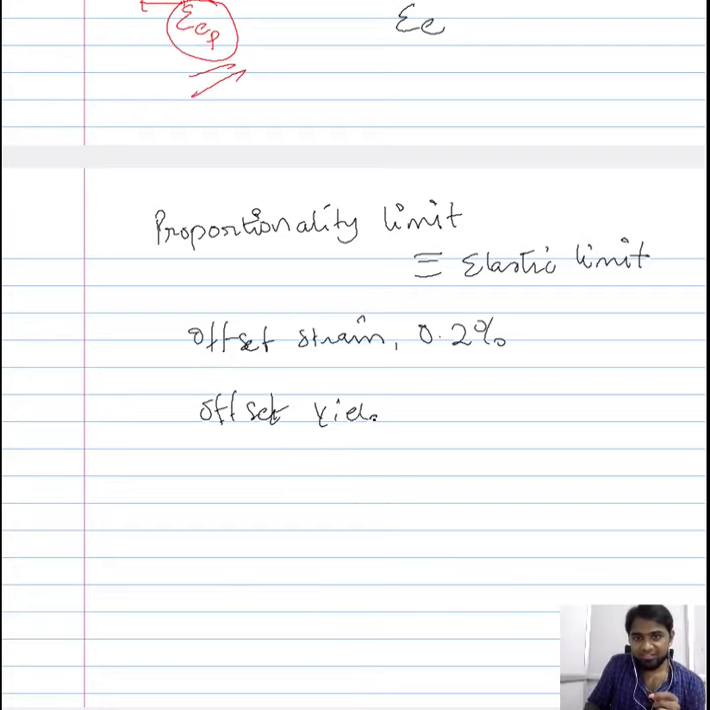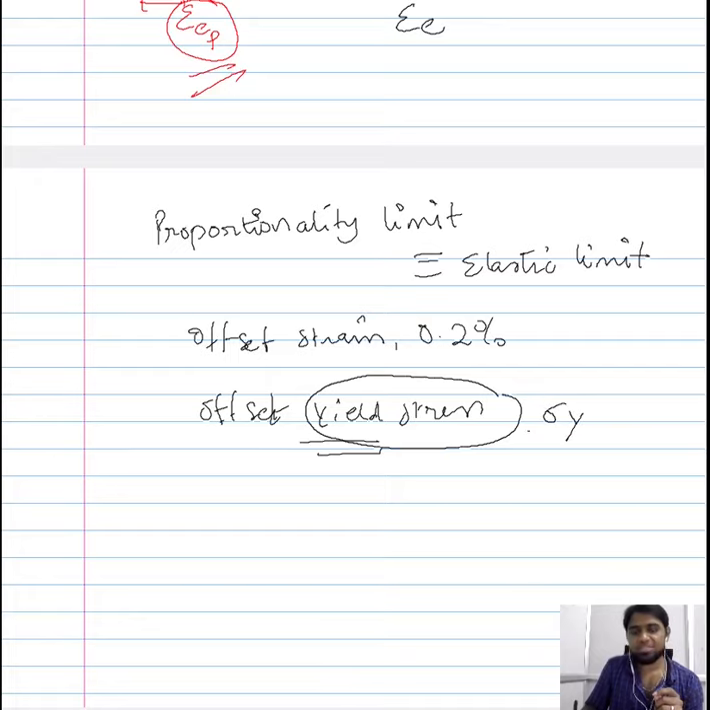yield stress. So whatever proportionality limit or elastic limit tells you theoretically, offset yield stress or just yield stress will give you the same information practically. So when people want to talk about a point beyond which the material would behave plastically, or you would begin to observe permanent deformation in the material, they wouldn't generally talk in terms of proportionality limit, but they would talk in terms of the yield stress.